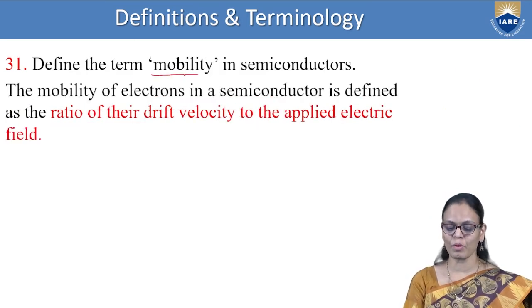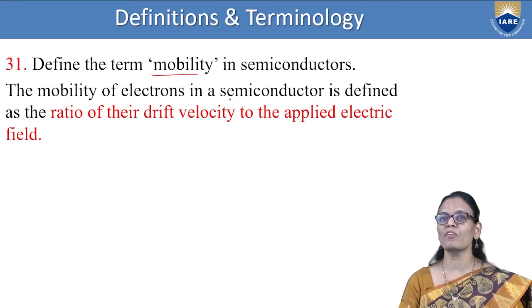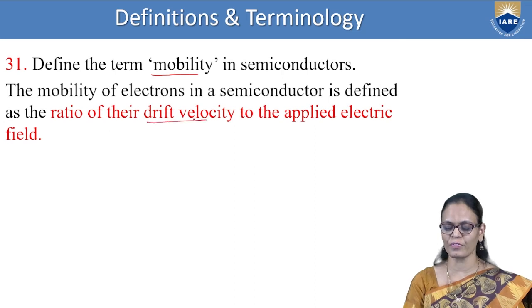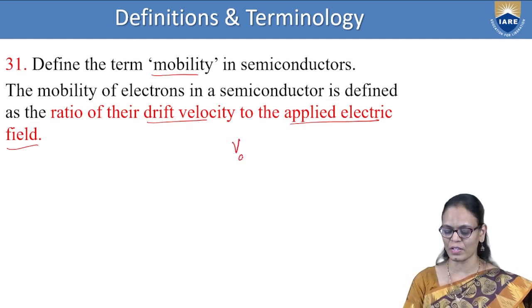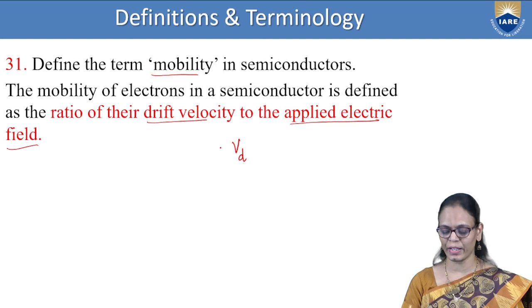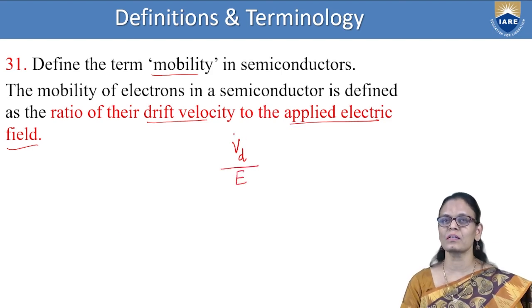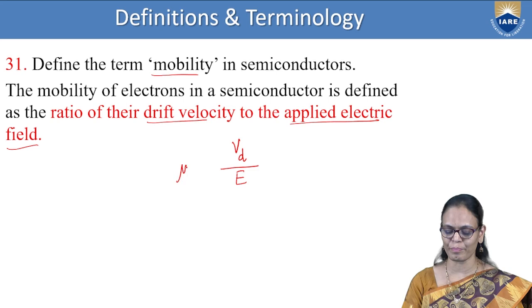Now define the term mobility. What is mobility? Mobility of electrons in a semiconductor is defined as the ratio of drift velocity to the applied electric field. So we can talk in terms of the ratio of drift velocity, which is denoted by Vd, V suffix D, to the applied electric field. That gives the mobility, which we denote by mu generally.